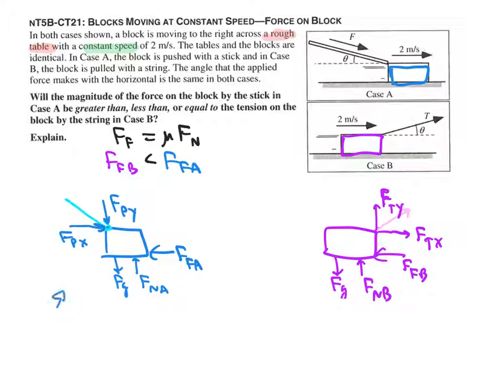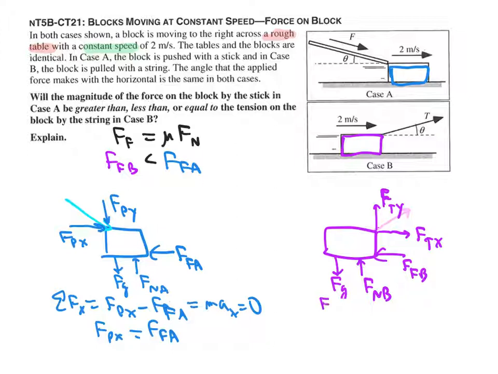In case A, the sum of the forces in the x direction from our diagram is just FPX minus FFA. And that has to equal the mass times the acceleration in the x direction, which is 0, which tells us that FPX has to equal FFA. Likewise, over here, we'd have that FTX minus FFB is MA, which is 0. So FTX equals FFB.